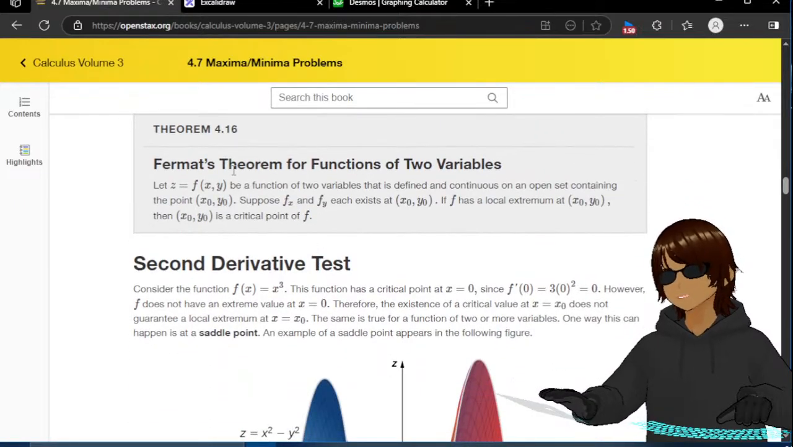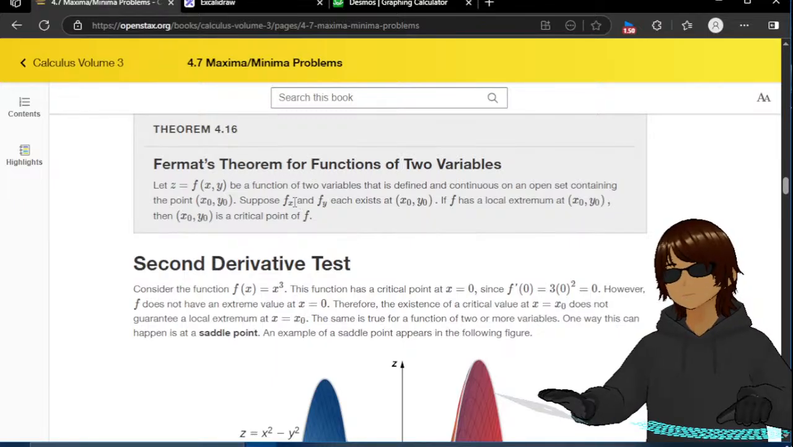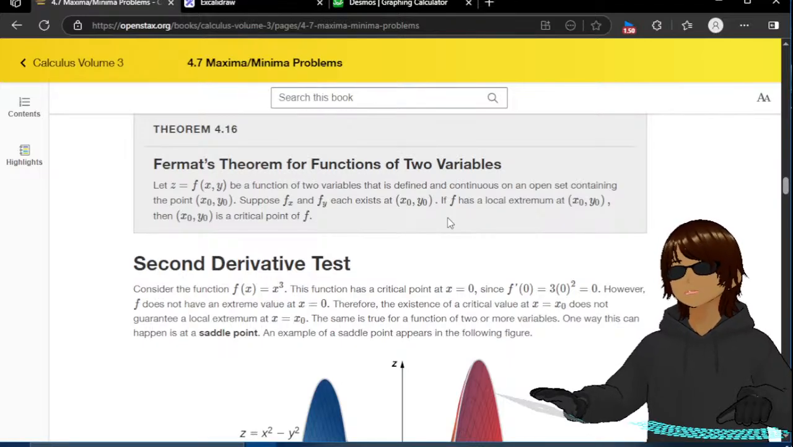Fermat's theorem for functions of two variables. Let z is equal to f of x, y be a function of two variables that is defined and continuous on an open set containing the point x naught, y naught. Suppose the partial derivative of f with respect to x and the partial derivative of f with respect to y each exist at x naught, y naught. If f has a local extremum at x naught, y naught, then x naught, y naught is a critical point of f.